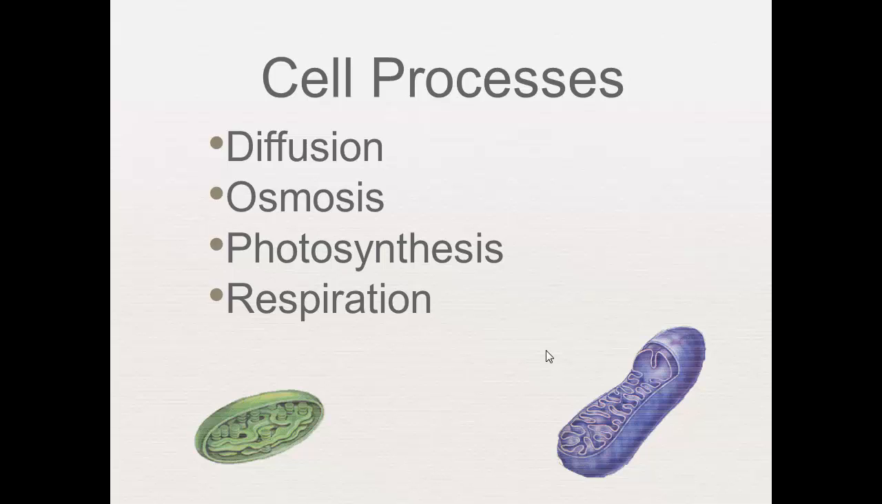Our last section of this unit, so we're in the cells unit. We did microscopes. We moved on, talked all about cells and the cell organelles and so forth. Our last part is about cell processes, things that happen inside of cells. We're going to talk about four main things: diffusion, osmosis, photosynthesis, and respiration. We'll start with osmosis and diffusion, and then we'll move on to the other two towards the end. So we'll just talk about some basics here.